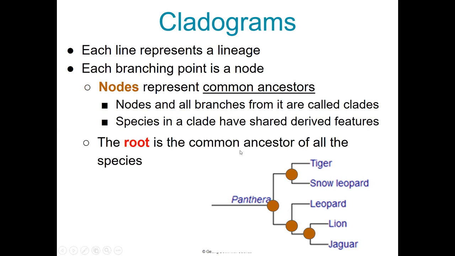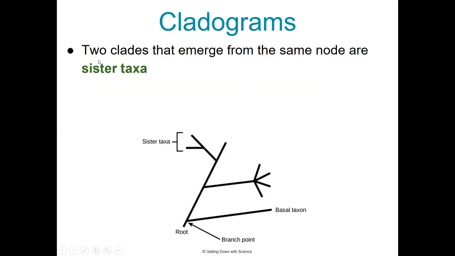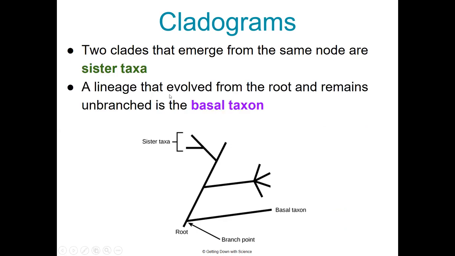The root is the common ancestor of all the species. And so right here where we have Panthera is actually what we would consider the root. That's where all of these other ones are branching off from. So two clades that are merged from the same node are considered sister taxa. And a lineage that evolves from the root and remains unbranched is the basal taxon.